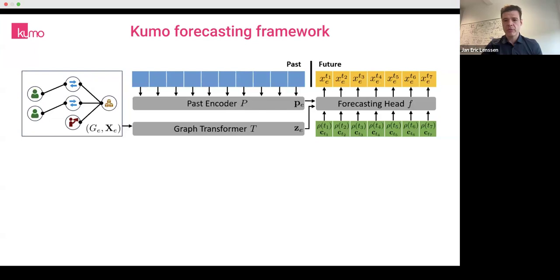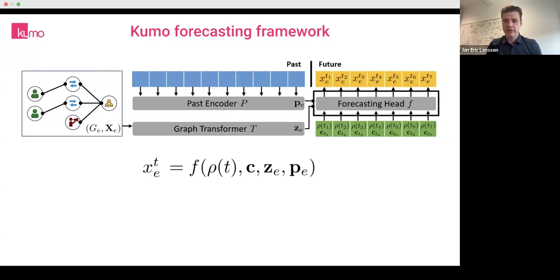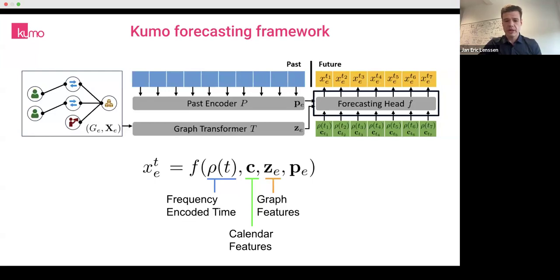And it all evolves around this forecasting head, which we have also seen before, which is just a function which you can usually model using an MLP. And it receives several input signals. So first, what it receives is the frequency encoded time for which you want to make the prediction in the future. Then you can also include some calendar features. For example, this can be the information if the specific day is a holiday or not. Then you can include the graph features, which come from your graph transformer, and you can encode the features from your encoding of the past time series.